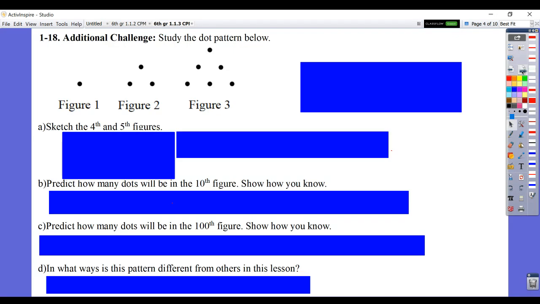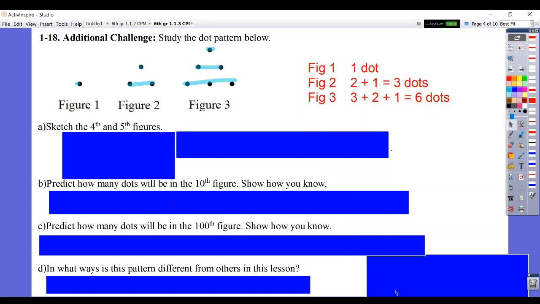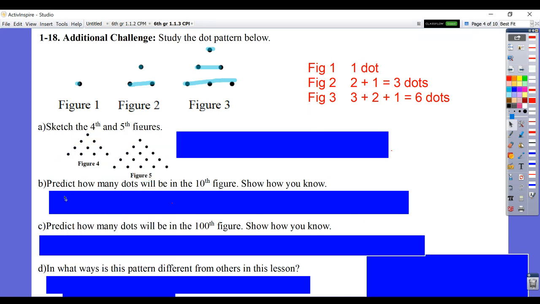All right. When you look at 118 and you're looking at this dot pattern, again, the idea is how can we visualize it in multiple ways? So figure 1 has 1 dot, figure 2 has 2 dots and then 1. Figure 3 has 3, then 2, then 1. So figure 1 is 1 dot, figure 2 is 2 plus 1, figure 3 is 3 plus 2 plus 1. So figure 4 would be 4 plus 3 plus 2 plus 1.